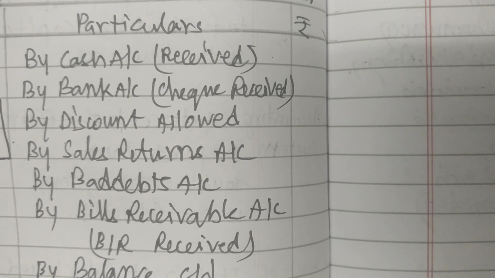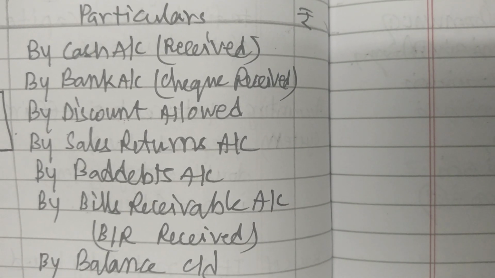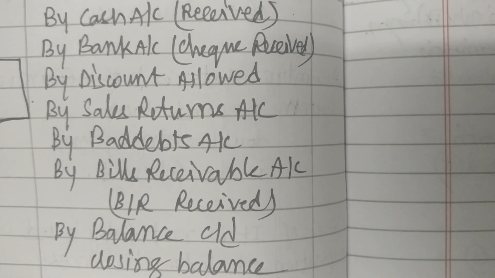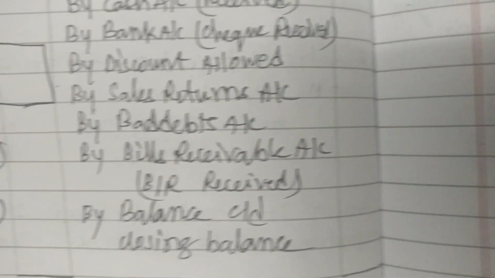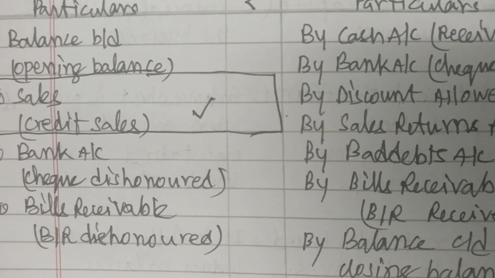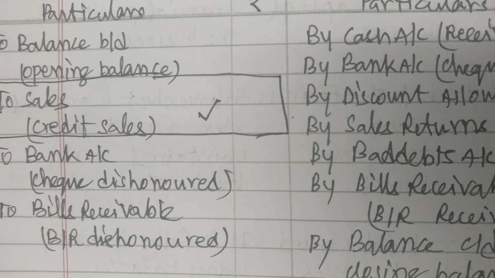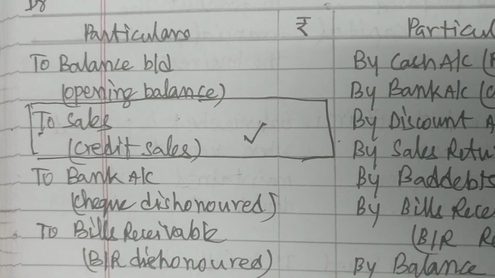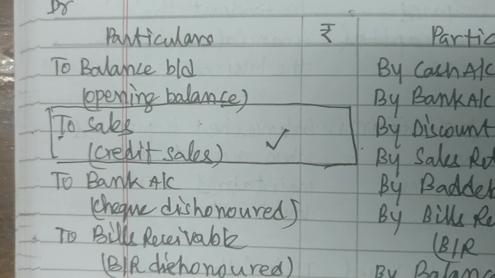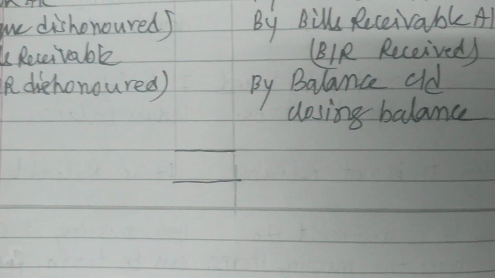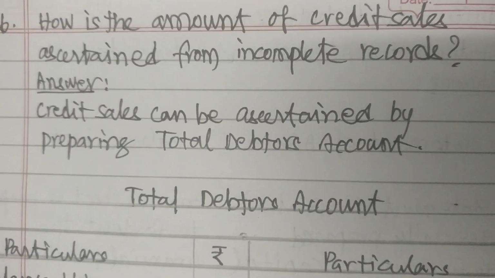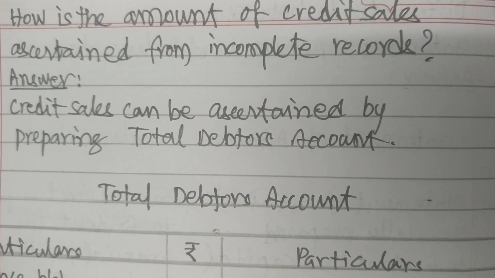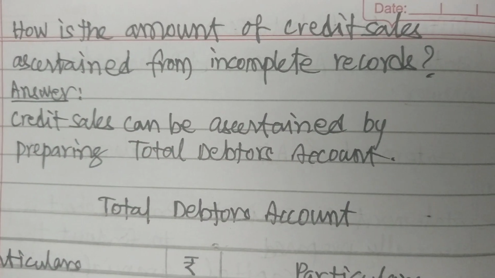Finally, bills receivable account, bills receivable received, and by balance sheet, closing balance. The difference between debit side and credit side is sales. That is, to sales, credit sales. Total both sides. Credit sales can be ascertained by preparing total debtors account.